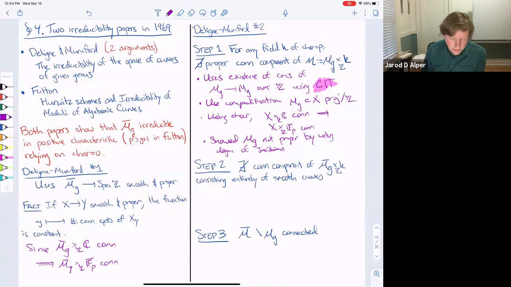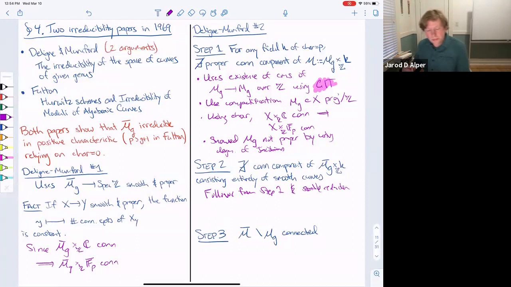And then the next step was to show that there doesn't exist a connected component consisting entirely of smooth curves. So this follows more or less from step one in stable reduction. And then finally, these two steps, one and two, essentially imply our key proposition, namely that smooth curves degenerate to stable curves.